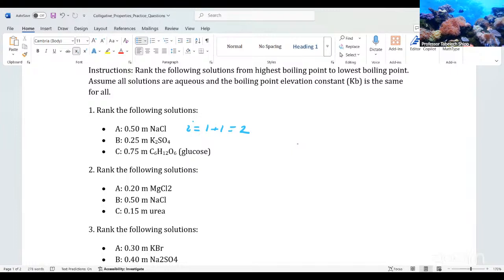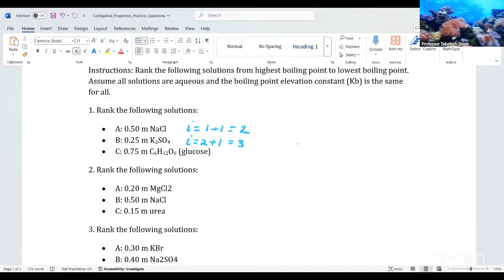Now, when we look at letter B, we have K2SO4. Again, this is an electrolyte. How do I know that? Because you have potassium, which is a positive metal, and the sulfate ion is a polyatomic ion, which is negatively charged. This tells me that this will be an electrolyte. Because I know that, the K has a subscript of 2, and then we treat the polyatomic ion as one unit, so I'm going to put plus 1 right there. So 2 plus 1 gives us 3.